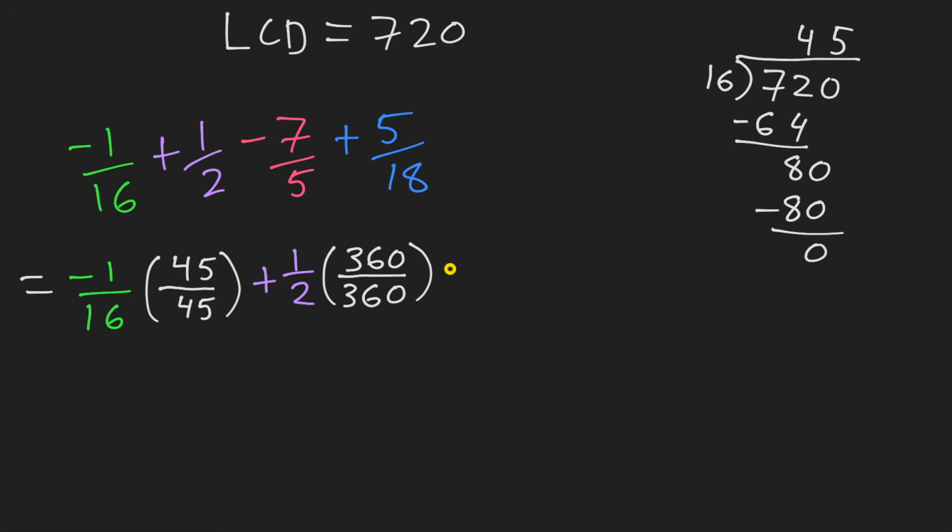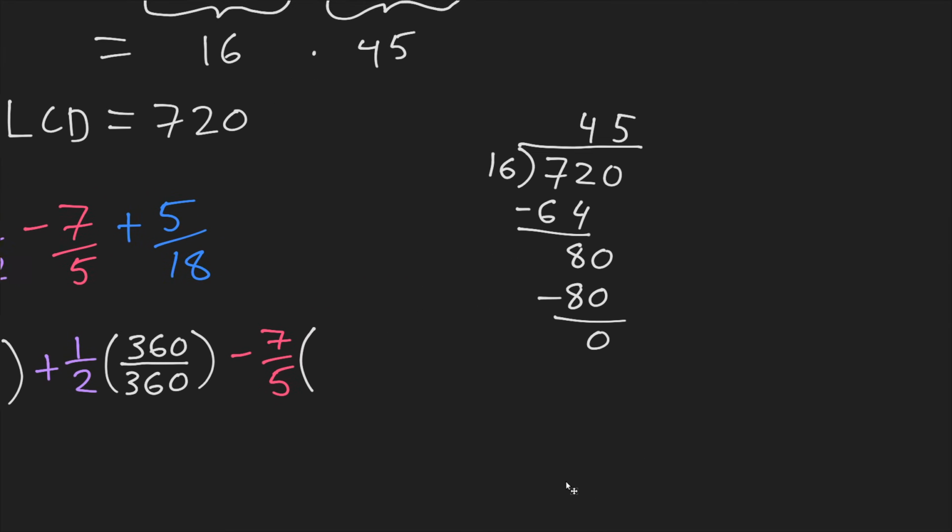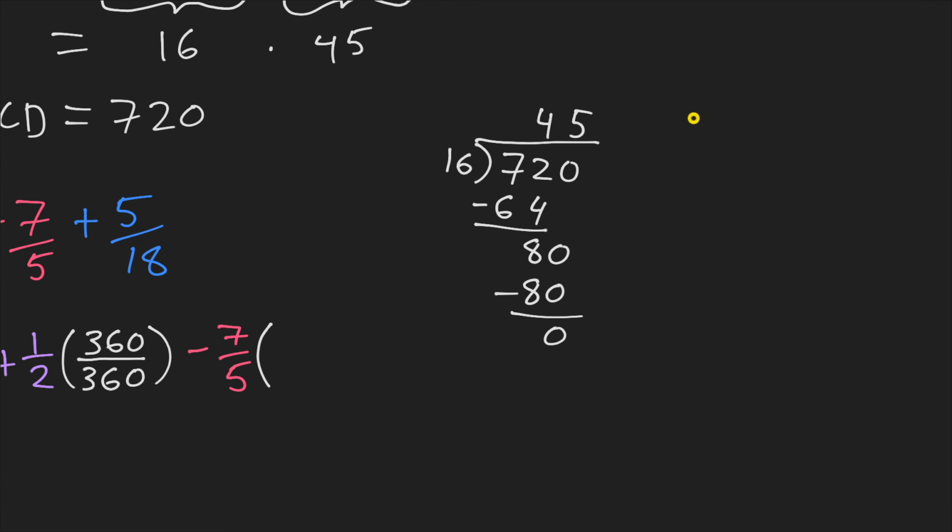Now from this, you're going to want to subtract 7 over 5. And again, we're faced with the same problem. What do we have to multiply 5 by to get to 720? So essentially, we're asking ourselves, what is 720 divided by 5?